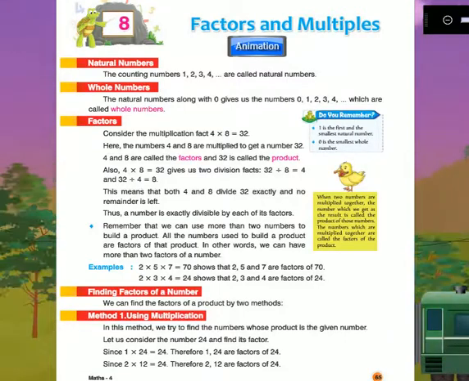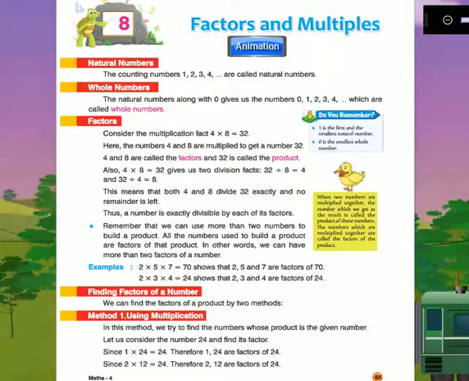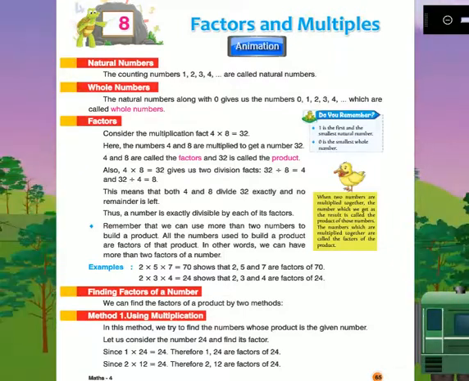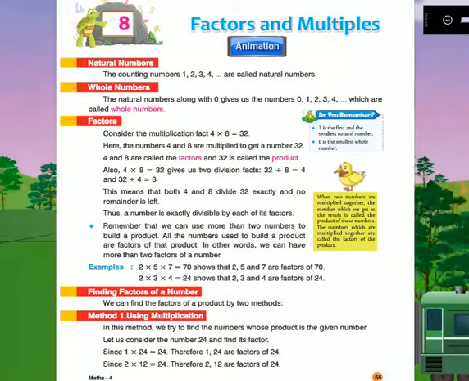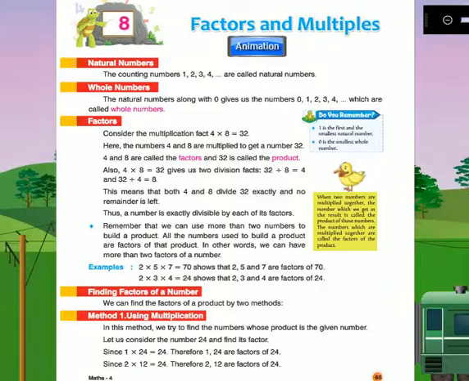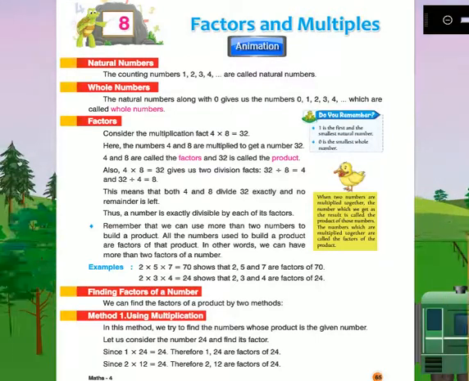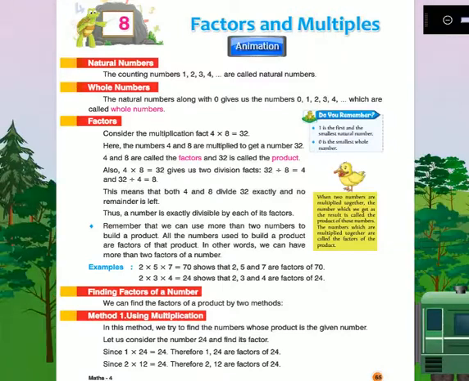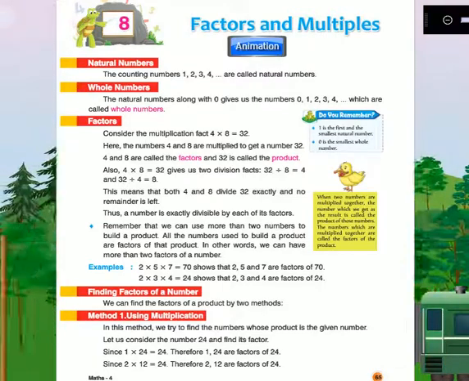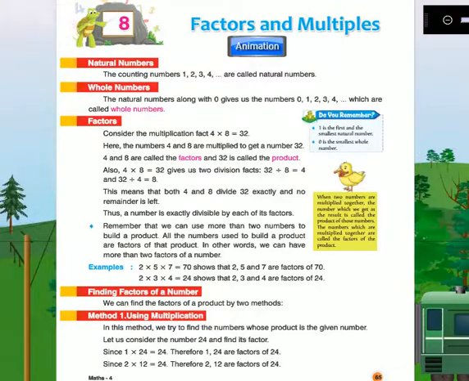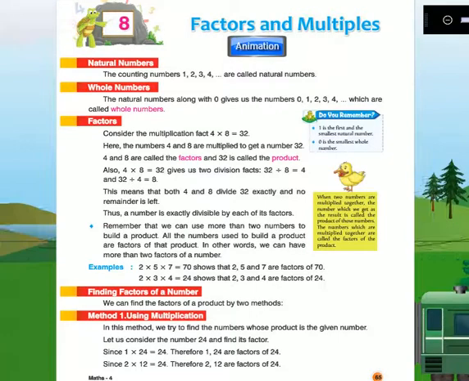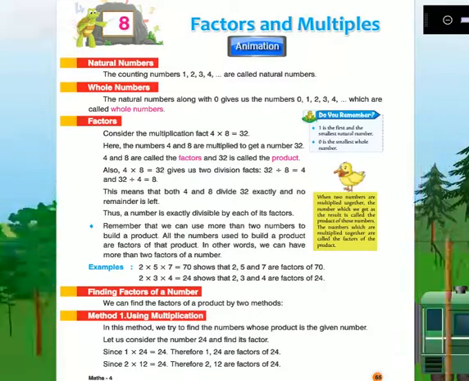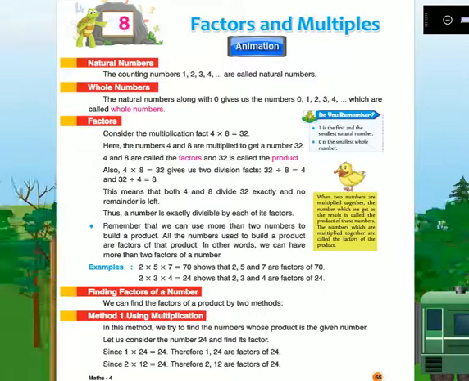Do you remember? 1 is the first and the smallest natural number. 0 is the smallest whole number. When two numbers are multiplied together, the number which we get as the result is called the product of those numbers. The numbers which are multiplied together are called the factors of the product.